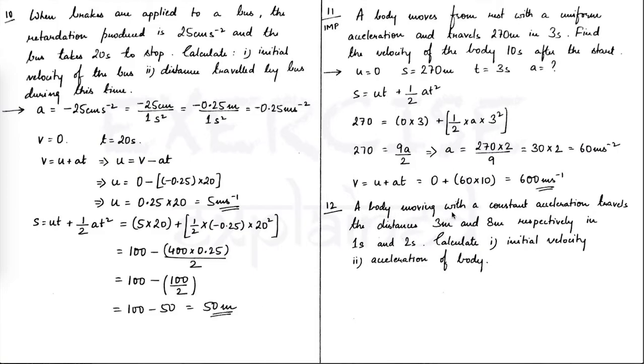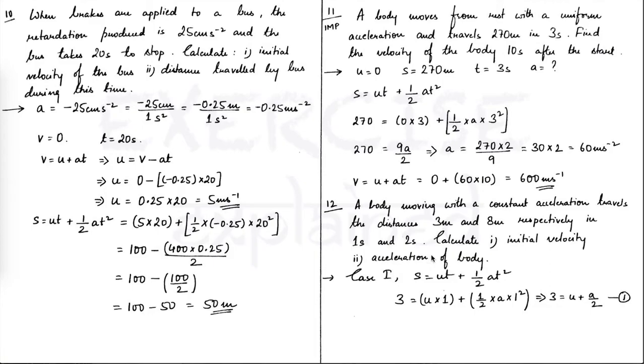So a body moving with a constant acceleration travels the distances 3 meter and 8 meter respectively in 1 second and 2 seconds. Calculate initial velocity, acceleration of the body. Now what I would be doing is, I would be taking two cases. For the first case, it is 3 meters in 1 second. And for the second case, it is 8 meters in 2 seconds.